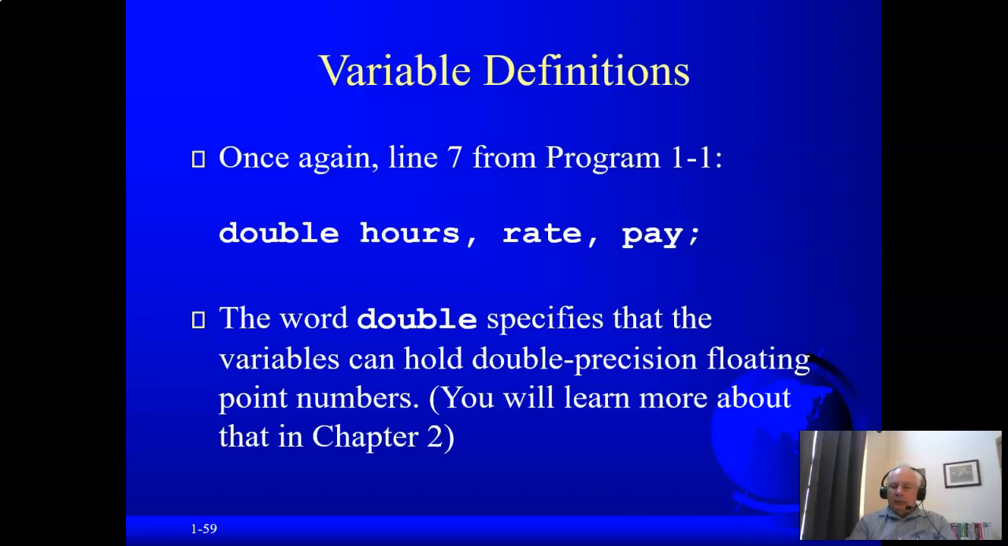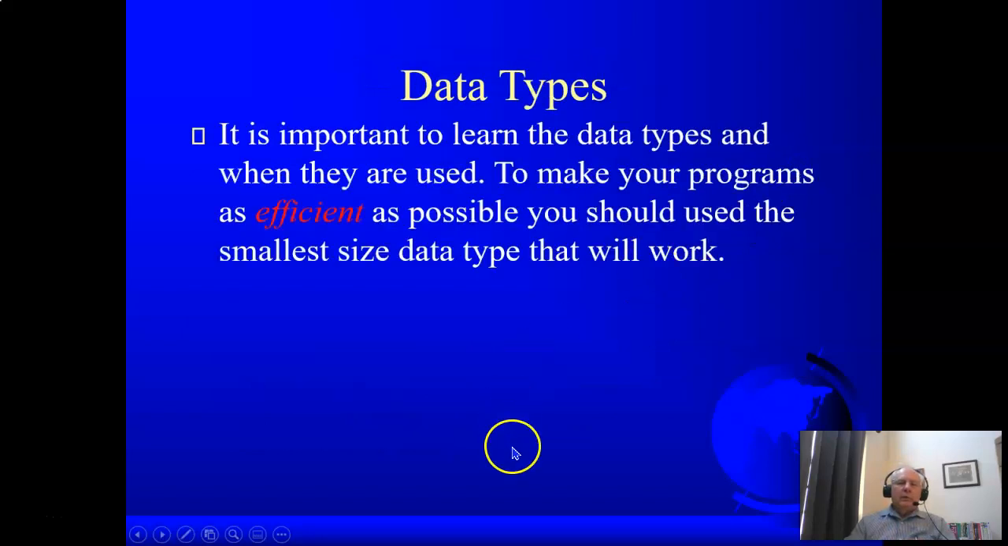Now, those of you who know Java, well, you know that Java will initialize the variables for you. Visual Basic initializes the variables. Python doesn't have a variable declaration. When you create your variable, you're assigning a value to it, and so it identifies the data type by its use. The word double specifies that variables can hold double precision floating point numbers. We'll learn more about those later. It's important to learn about data types: what they are, when they're used, and how much memory they use.